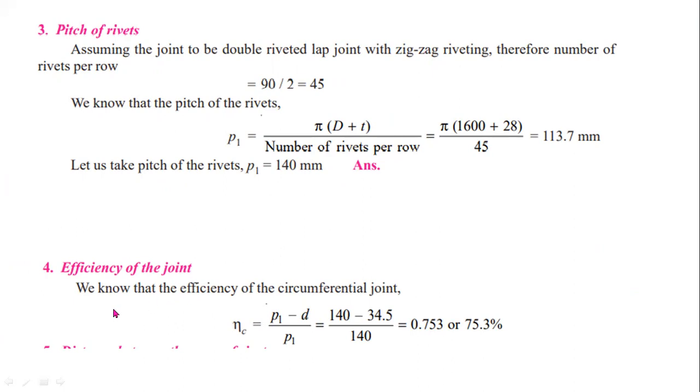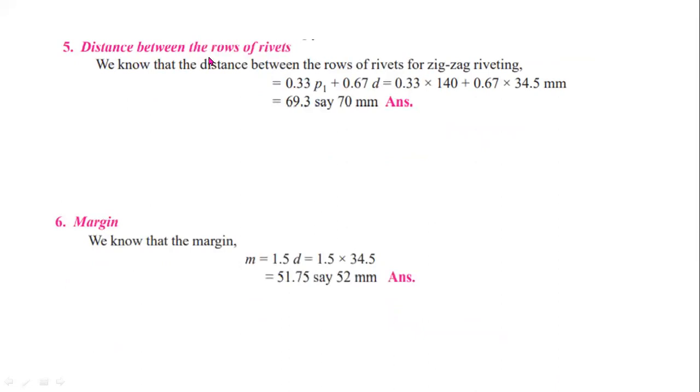After that, you have to determine the efficiency of the joint. This is the formula for circumferential joint efficiency. Zeta C is the efficiency of the circumferential joint, equal to (P1 minus d) by P1. The joint efficiency is 75.3%. This is the distance between rows of rivets, that is the row pitch for a circumferential joint. 70 mm is the answer. M is the margin. Already we discussed earlier, M is equal to 1.5 d. This is the last step for the design of the circumferential lap joint.